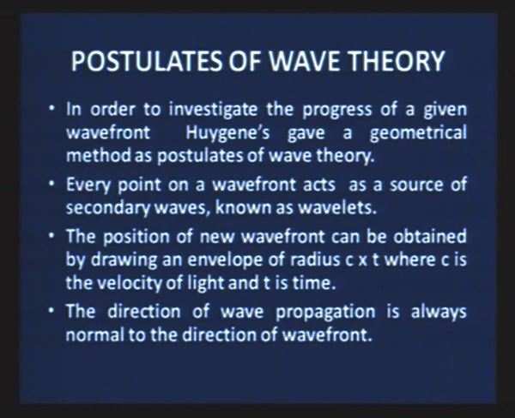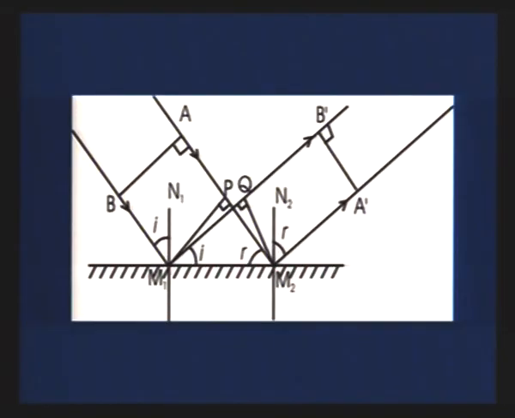The direction of wave propagation is always normal to the wave front. So, these are certain postulates, and on the basis of these postulates we can relate some daily life phenomena by having the properties. The first property of light, which is very common and popular, is reflection of light.